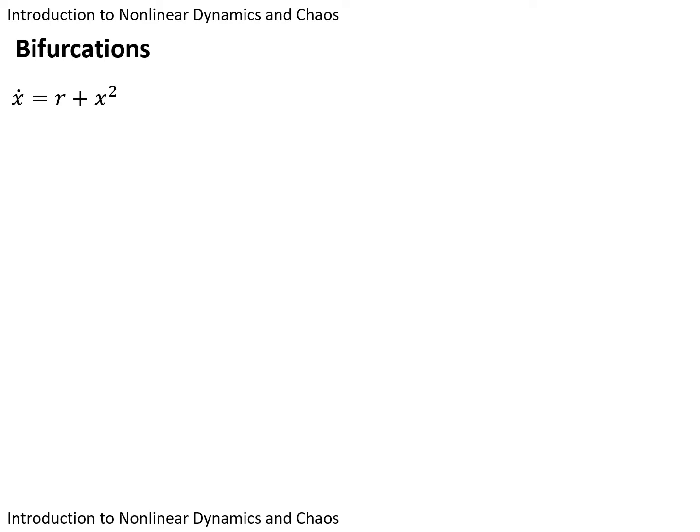And let's think about the parameter r. Let's assume that this parameter can be changed. It can have different values. And we are interested in two cases: when r is negative and r is positive.